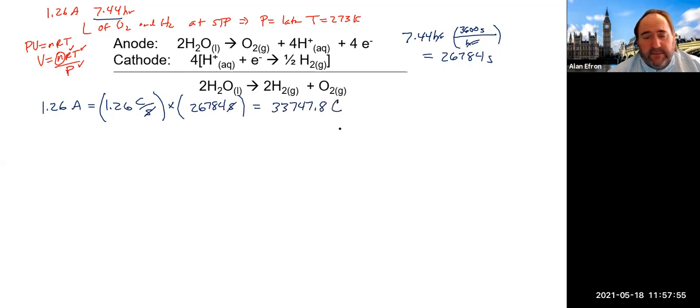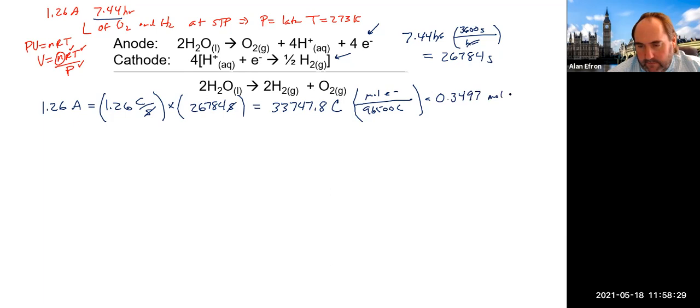3,747.8 coulombs. Remember, though, that we do need to get to electrons so that we could use our half reactions here. And that is where Faraday's constant comes into play. So we're going to divide it by Faraday's constant, 96,500 coulombs per mole of electron here. And if we do that, divided by 96,500, gets us 0.3497 moles of electrons. Any questions up to that point there?